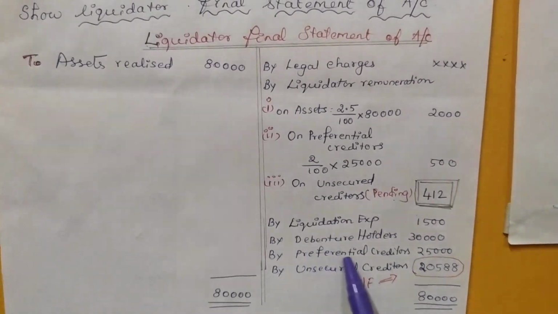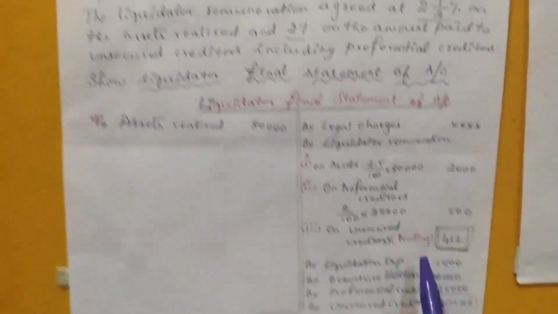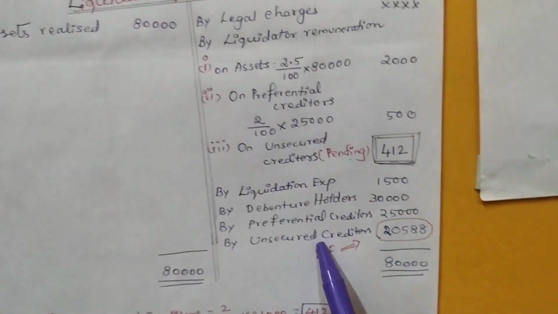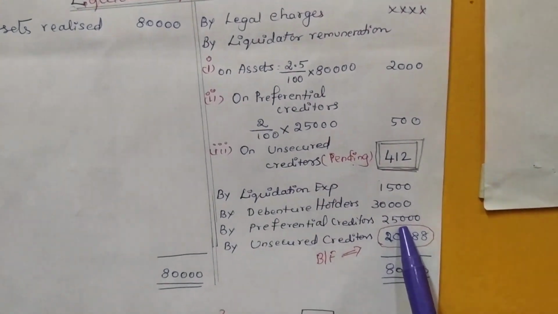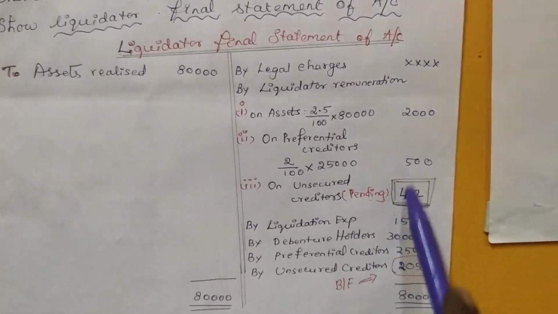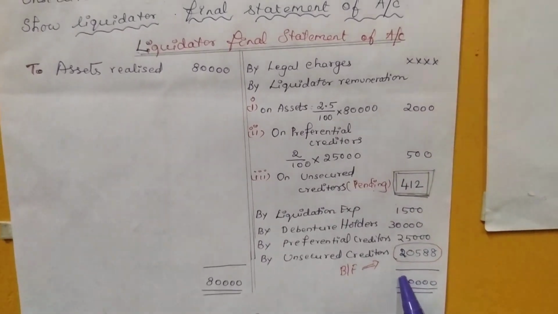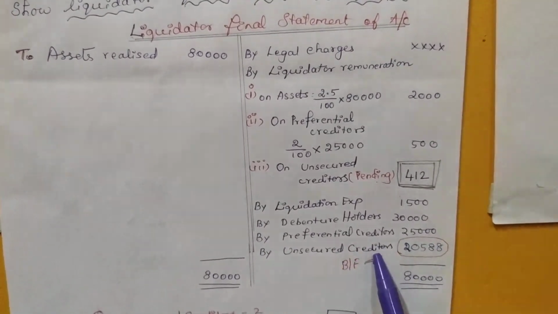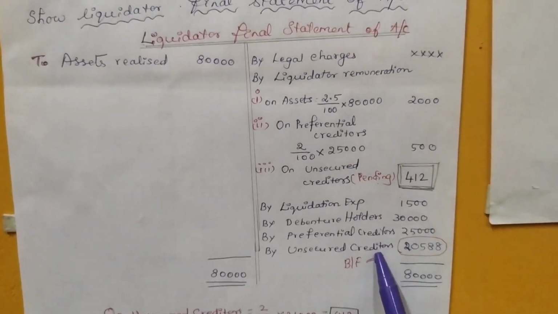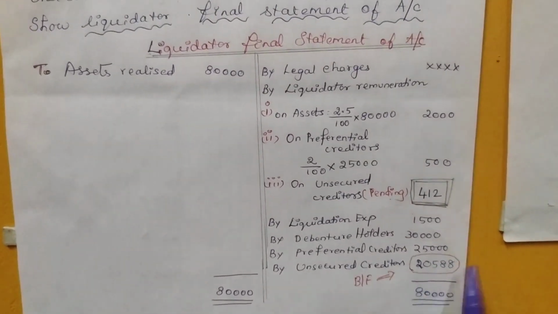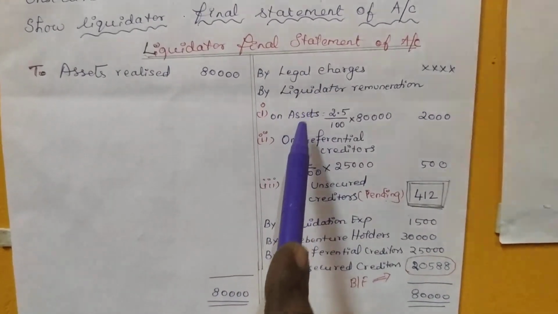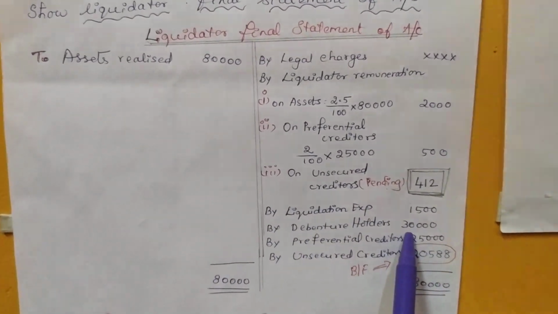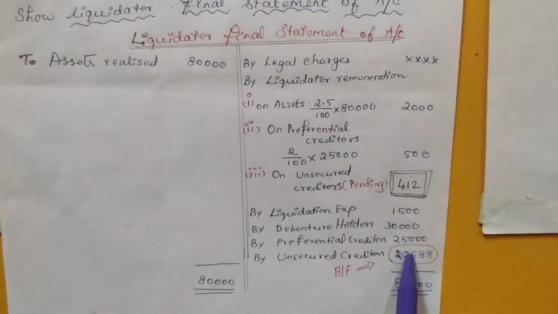After that comes an important point, preferential creditor. In this sum, what is preferential creditor? 25,000. So by preferential creditor, 25,000. Everything as per format is over. What is the last line? By unsecured creditor. What is the next order of payment? Unsecured creditor. So legal charges, liquidator remuneration, liquidation expenses, debenture holder, preferential creditor, unsecured creditor.